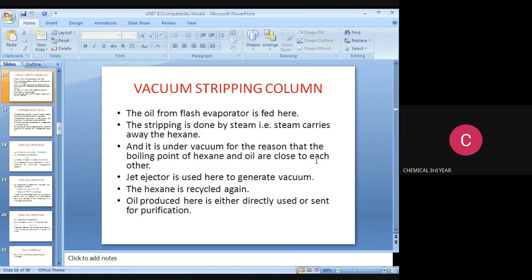Next, vacuum stripping column. The oil from the flash evaporator is fed here. The stripping is done by steam, that is, steam carries away the hexane. And it is under vacuum for the reason that the boiling points of hexane and oil are close to each other. A jet ejector is used here to generate vacuum. The hexane is recycled again. The oil produced here is either directly used or sent for purification.